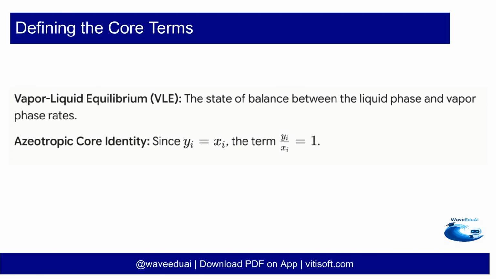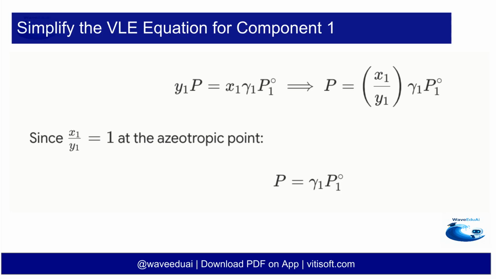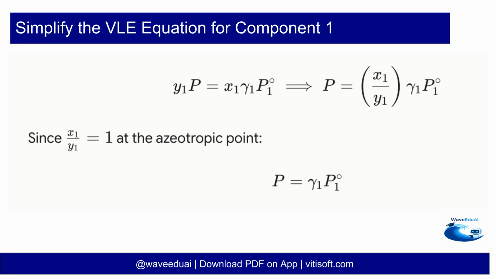To solve this, we first define our core terms. Vapor-liquid equilibrium describes the balance between liquid and vapor phases. At the azeotropic point, the liquid and vapor compositions are identical, meaning the ratio of vapor mole fraction to liquid mole fraction equals 1. Using the equilibrium relationship for component 1, we can simplify the expression for total pressure.